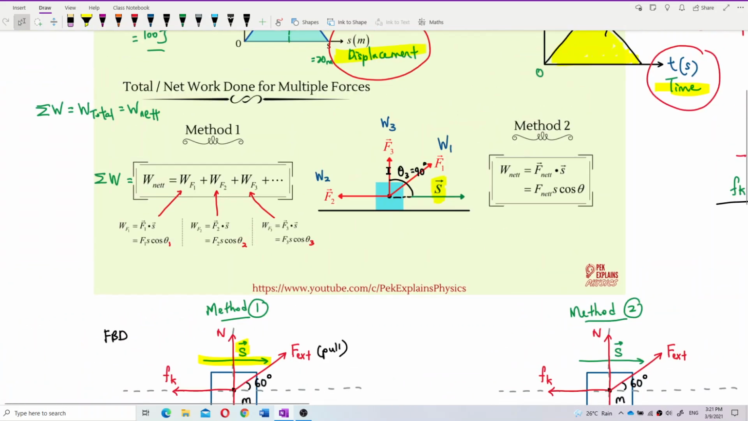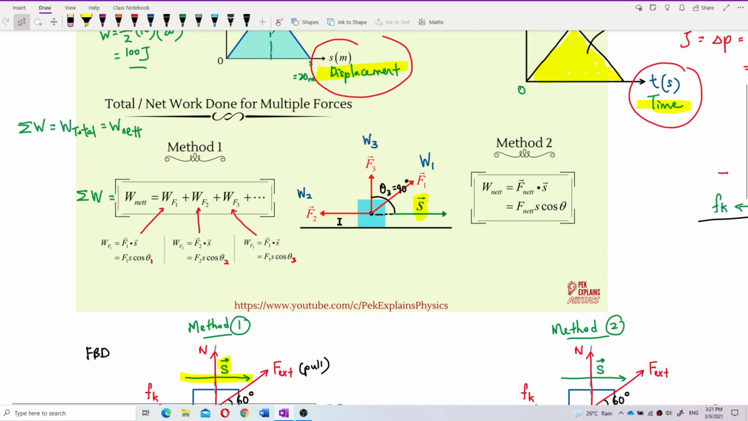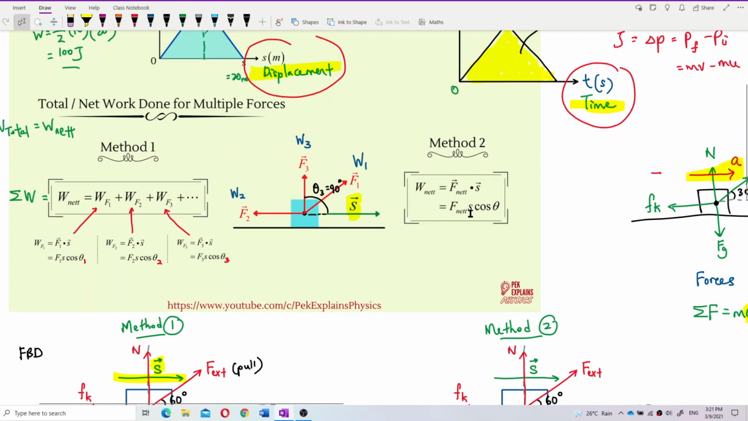Because just now, as you see here, we have 3 forces. With 3 forces combined, you must have a net force. It is the net force dot with displacement that gives the net work done. So it's net force times displacement times cos theta. You need to find the net force first. Then we compare with displacement to get the angle theta, multiply, and we get net force times displacement cos theta, which is the net work done.